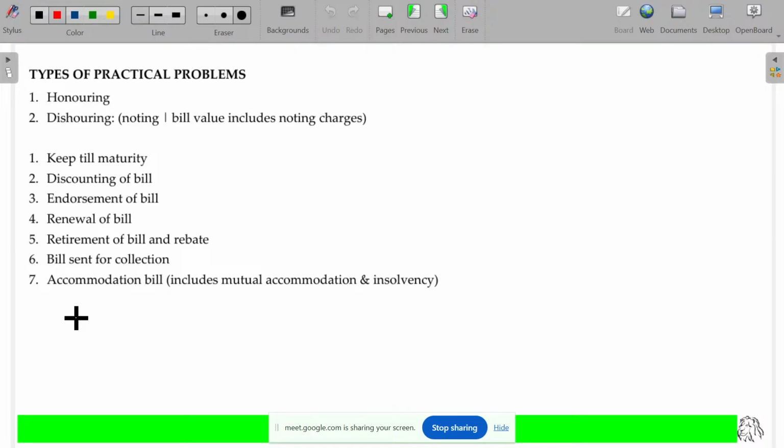Now, this is one of the easiest chapters, but we can get complicated illustrations at professional level. So we'll study all these things in detail so that we'll be mastered with this chapter by studying all the illustrations given in Singar Academy's text.